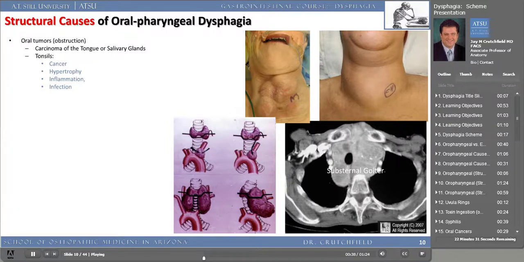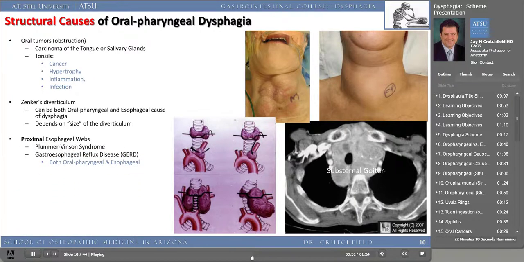A Zenker's diverticulum can cause either oropharyngeal or esophageal causes of dysphagia, depending on how large the diverticulum is. Of course, proximal esophageal webs and Plummer-Vinson syndrome, and even severe gastroesophageal reflux disease, especially when the patient's asleep at night and the stomach acid can actually bubble up high into the oropharynx, is also a cause of oropharyngeal dysphagia. More rare anatomic disorders such as a substernal thyroid goiter can cause esophageal dysphagia, and the patient can localize this well. A thyroid goiter can cause oropharyngeal symptoms too. These are all examples of structural causes of oropharyngeal dysphagia.